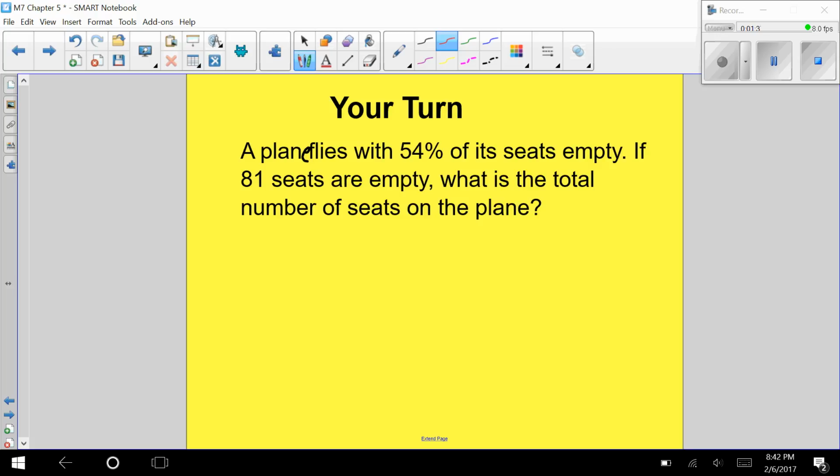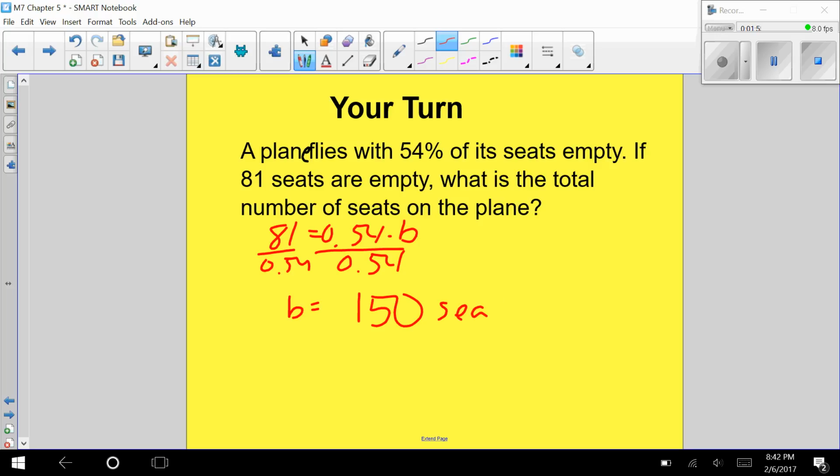Well, 81 is the part, so it is our A, equals 0.54 times our base or our whole. Divide both sides by 0.54, and B equals 150, and we label that as seats. There are 150 seats on the plane.